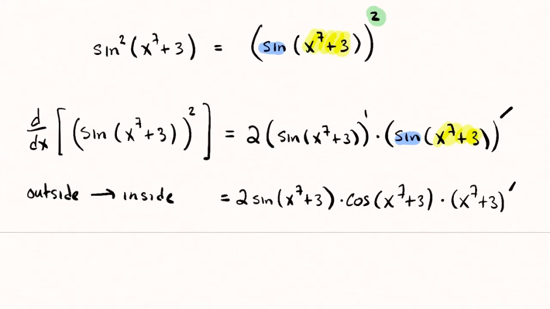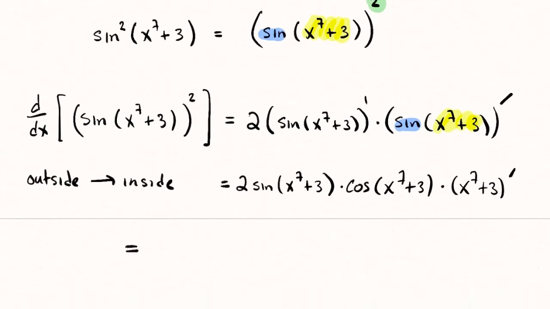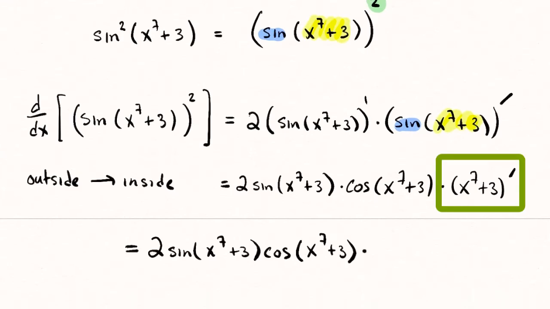All right, so I'm going to kind of left justify this a little bit so it looks a little nicer. A lot of this I'm just copying along for the ride. So I've got 2 times the sine of x to the 7th plus 3 times the cosine of x to the 7th plus 3. Finally, the derivative of x to the 7th plus 3 itself is 7 times x to the 6th. All right, so when we're done looking at our answer, we can kind of see why it has the form that it has.